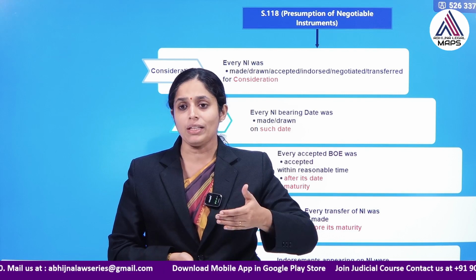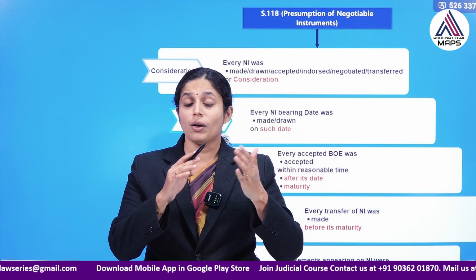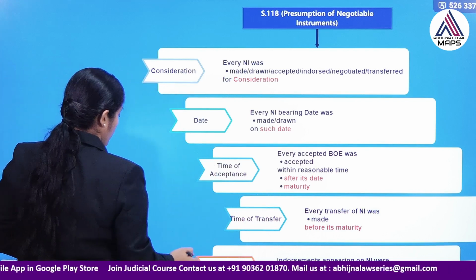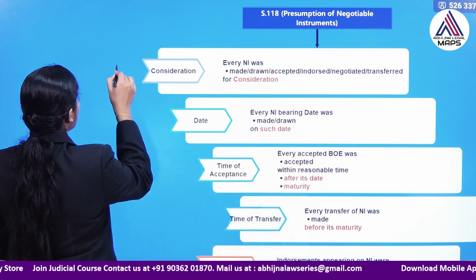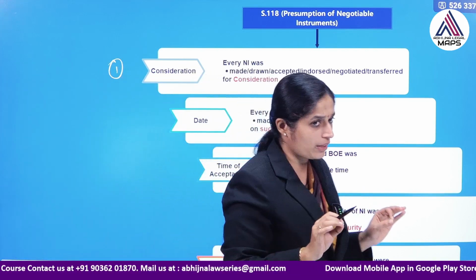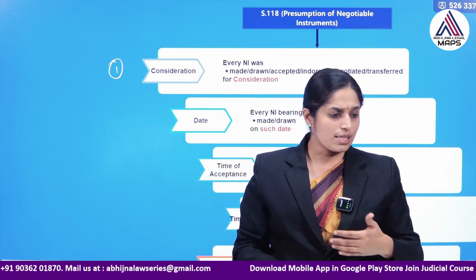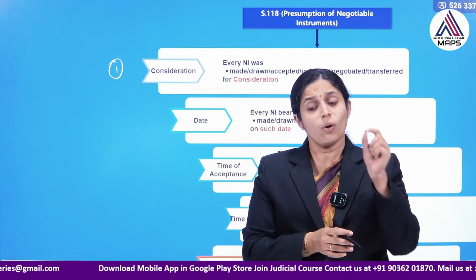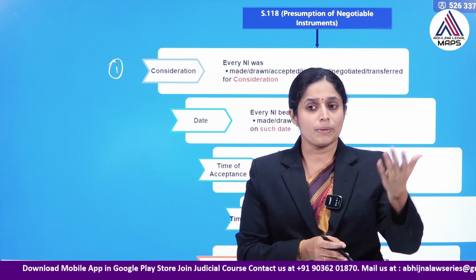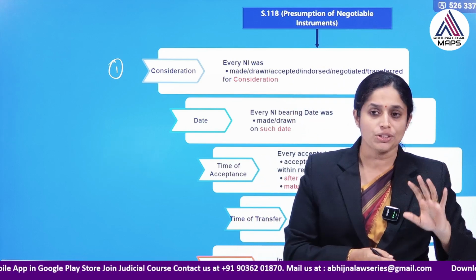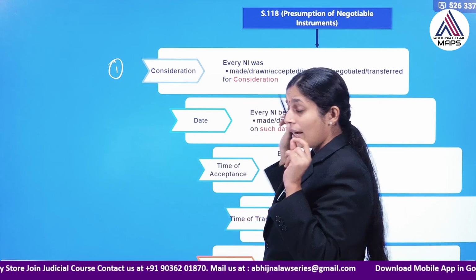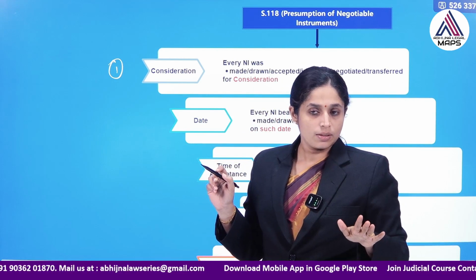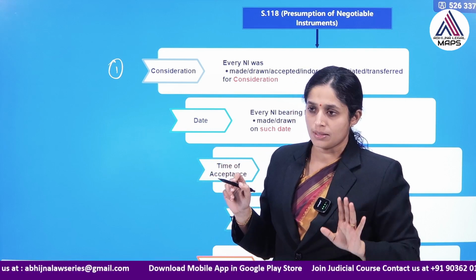Let us understand one by one what the different presumptions are and what they are saying. Let us begin with the first one. The first presumption says that every negotiable instrument, if it is drawn, accepted, endorsed, transferred or negotiated, whatever transaction is done, was made for consideration. It was accepted for consideration, it was negotiated for consideration. So, the presumption is that every negotiable instrument was made for consideration, and you need not prove consideration in the first place, but it is a rebuttable presumption.